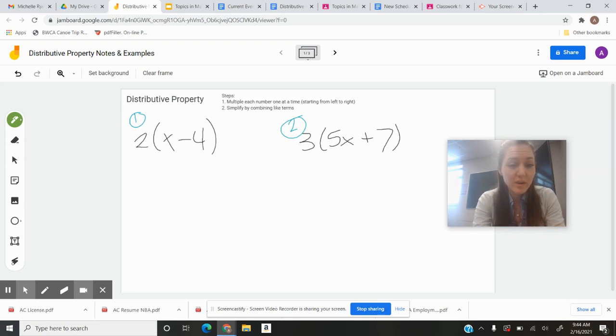So remember with distributive property, it's just multiplication. We're taking the numbers on the inside of the parentheses multiplied by the number or numbers on the outside of the parentheses.